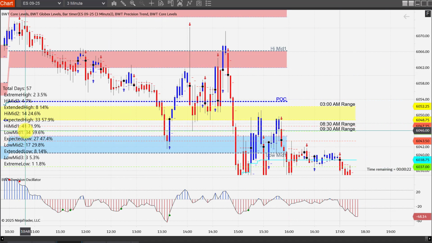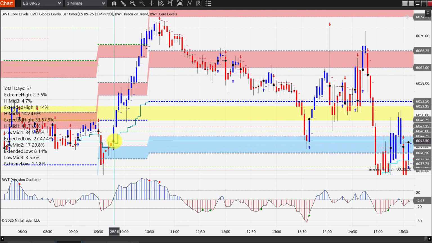Okay, the stats, the high mid 1 is 72% of the time, and the low midpoint is 59.6 or 60% of the time. So the core levels, just extremely good accuracy.